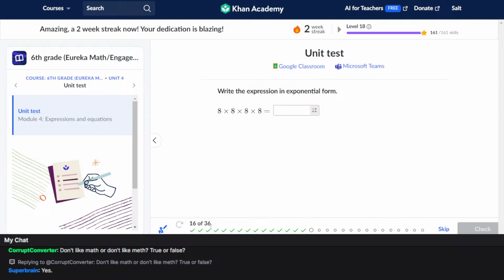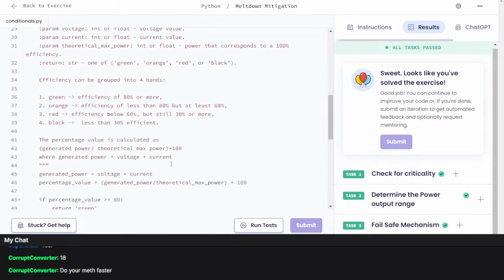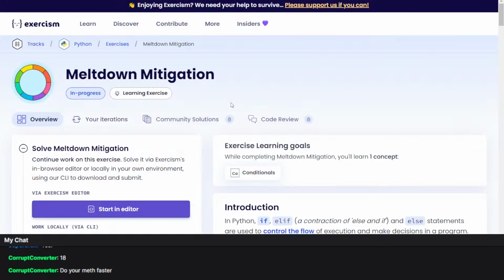Okay. What's half of... Half of 36 is 18. So I'll get to question 18. Corrupt Converter says 18. You guys are much faster than me. Even with the stream delay, you did it faster. I'm sad now, but it's okay. I'll get to 18, and then I'll do one of the task 1s for the next exercise in Python.